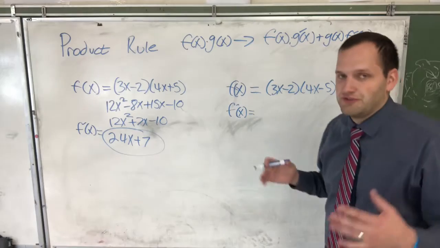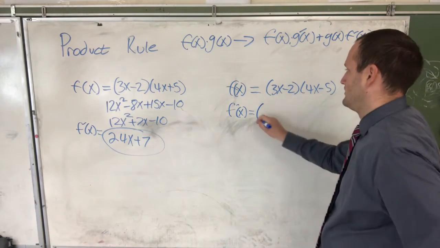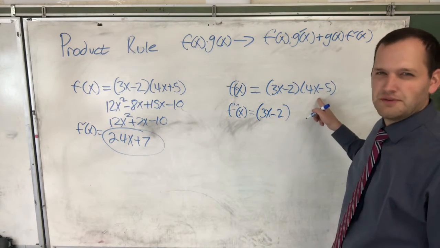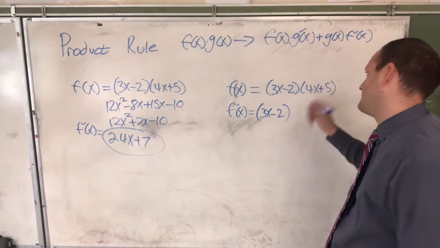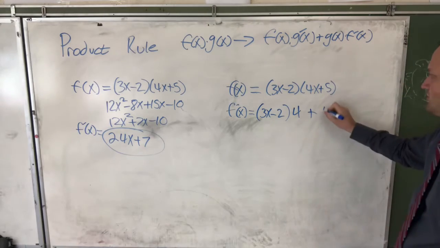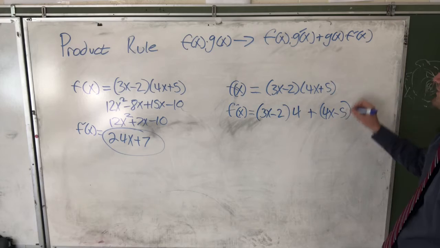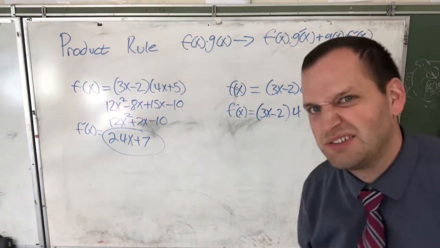Now, remember the rhyme is the first times the derivative of the second. The first, 3x minus 2, times the derivative of the second. What's the derivative of 4x minus 5? It'd be 4. Actually, it's plus 5. It doesn't matter. Okay? Plus the second, which is 4x minus 5, times the derivative of the first, 3. Harder method, that kind of looks harder.